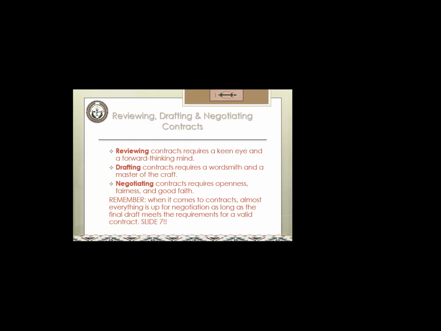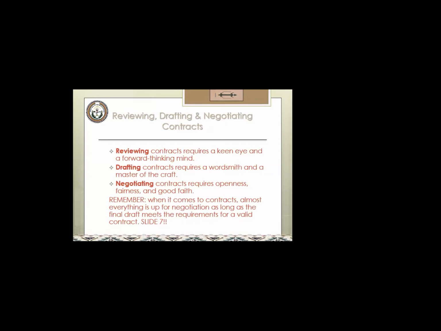Now, the way that I break this down as an attorney who deals with contracts almost on a daily basis, when we're reviewing contracts, it takes a keen eye and a forward-thinking mind. Remember that, because this is going to come into play in a bit. Drafting contracts requires a wordsmith. I always say drafting contracts is like an art form. It takes a certain level of writing to draft a contract that's valid, that protects yourself, protects your client. There's a reason why people specialize in this field of contracts.